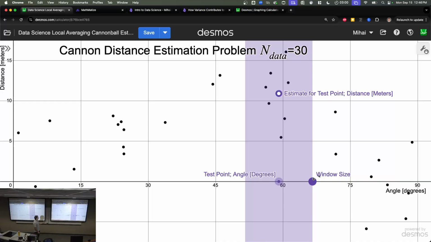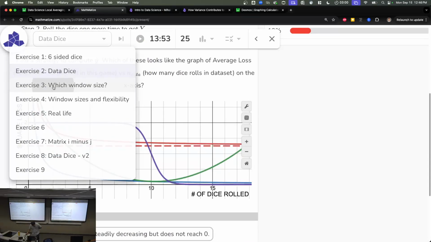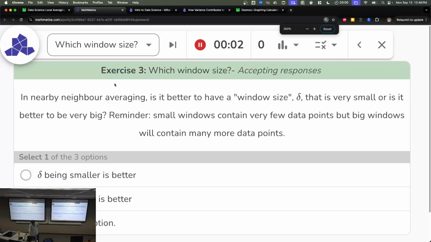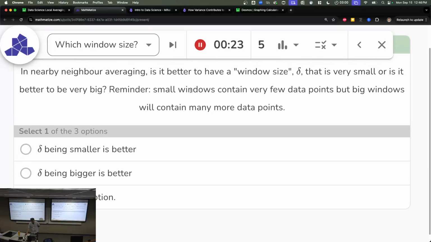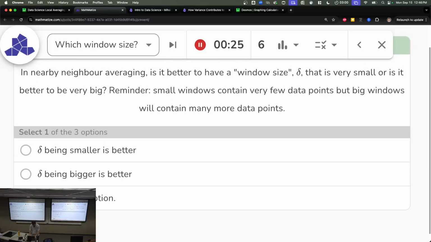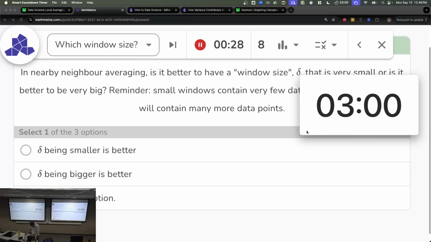The question we're going to start with is: is a small window size better? Is a big window size better? That will be our last mathematized question for today, and then we will take that as our starting point next class. So in nearby neighbor averaging, is it better to have a small window size? I call the window size delta. Delta stands for difference. It is the width of the window. It is the difference between the point you are estimating and the points you are averaging. So is it better to be very small or very big? Okay, and then there's some reminder about thinking logically about smalls and bigs, but I will let you select one of the three options. Let me give you, let's say, a minute to think about that.